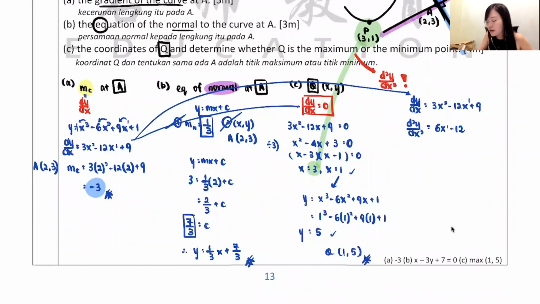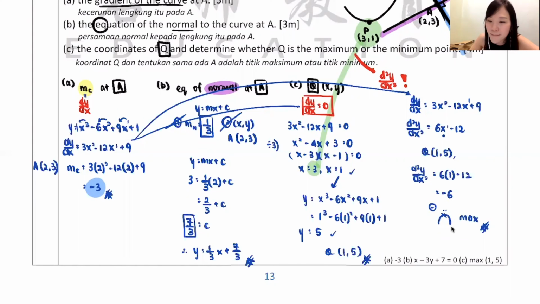I repeat, please don't tell me, oh, teacher, this one is positive, or teacher, this one is negative. Hello, you don't know, my dear. This one has an unknown inside, so the unknown must be made a number. So the x must be made a number. So this x, will you simply sub? No, because you want to find coordinate Q, so you will sub coordinate Q inside. So my d2y dx square will be 6 times x, which is 1, minus 12. So I got negative 6. Negative means what? Negative means maximum. So you already determined that point Q is a maximum point.